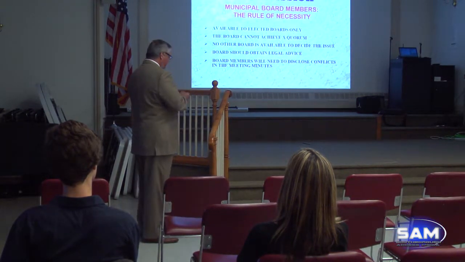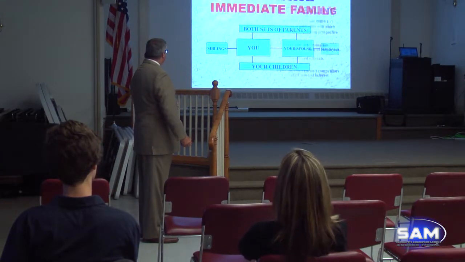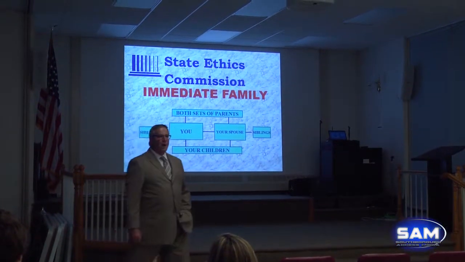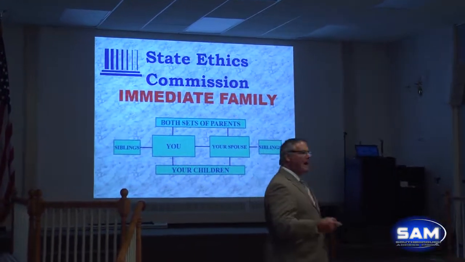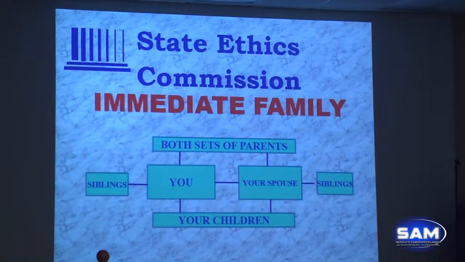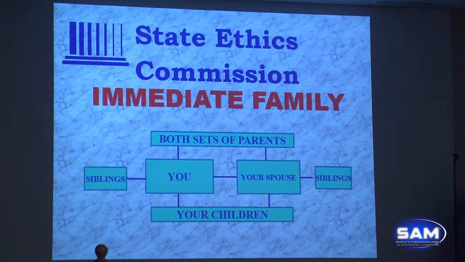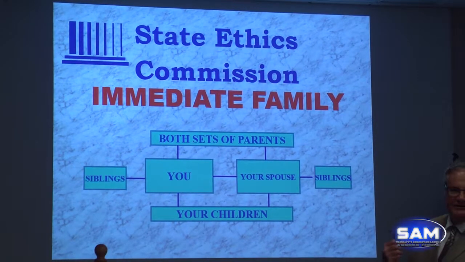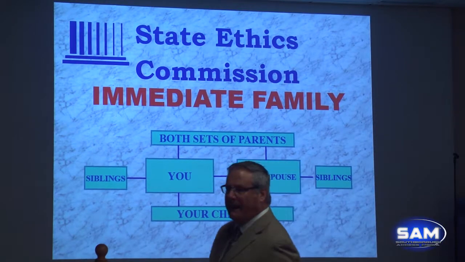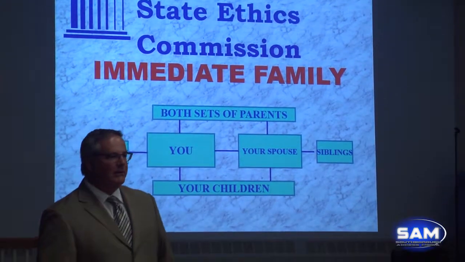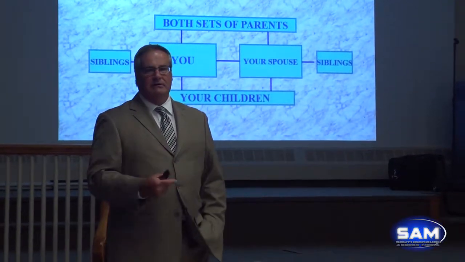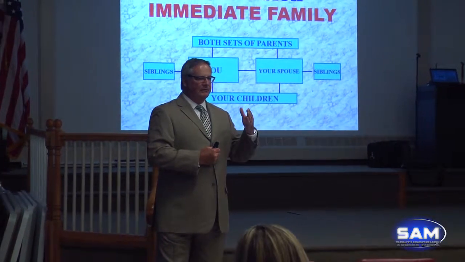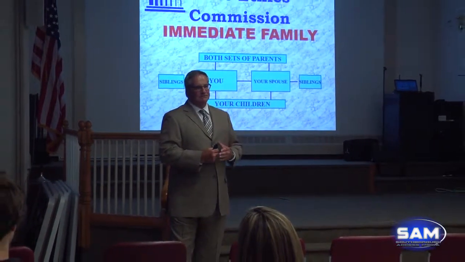Okay, let's go back to where we were. We're talking about financial interest conflicts, nepotism, self-dealing. Now, immediate family. It's not all of your family members. You cannot participate in a matter that affects your financial interest or the financial interest of immediate family members. That term is defined in the conflict law, and those folks are up on the chart. It's you, your spouse, your parents, your spouse's parents, your siblings, your spouse's siblings, and your children, your immediate family members. You can't participate in matters affecting your financial interests or their financial interests.